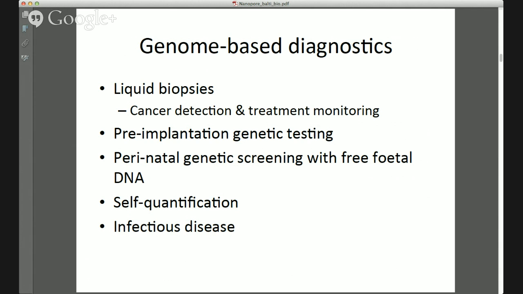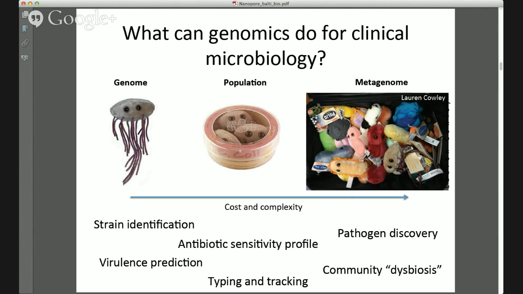Would that tell us something intrinsic about health and disease that we don't yet know? And for me, the most important potential applications, what I work on, is infectious disease and the opportunities here. So we already know in microbiology, and I'm particularly talking about bacteriology, that genomics can do an awful lot, whether we're looking at a genome of an individual isolate up to a population of microbes with perhaps some heterogeneity, right the way up to a metagenome.